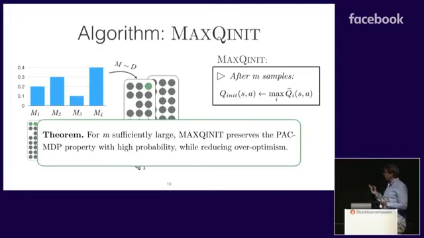The main result we prove here says, for m sufficiently large, this algorithm will preserve the PAC-MDP property with high probability while simultaneously reducing that over-optimism, thereby reducing your sample complexity.